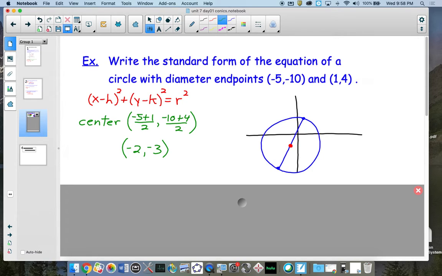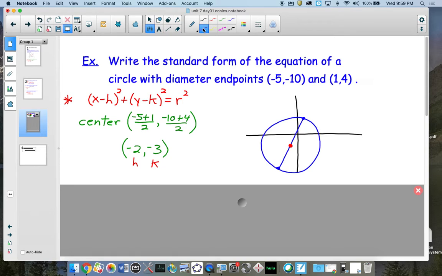And if you look at the picture, -2, -3, that seems about where it is in my picture, and it's not a perfect picture, but it's close enough. So if you make a mistake, usually by having this picture, even if you don't spend a lot of time drawing it, you'll realize if it's close to the right answer or if you made a silly mistake. Alright, now remember what our answer is supposed to look like. We're trying to get the equation of the circle. So all we found so far were the h and the k. We still need to find the r.